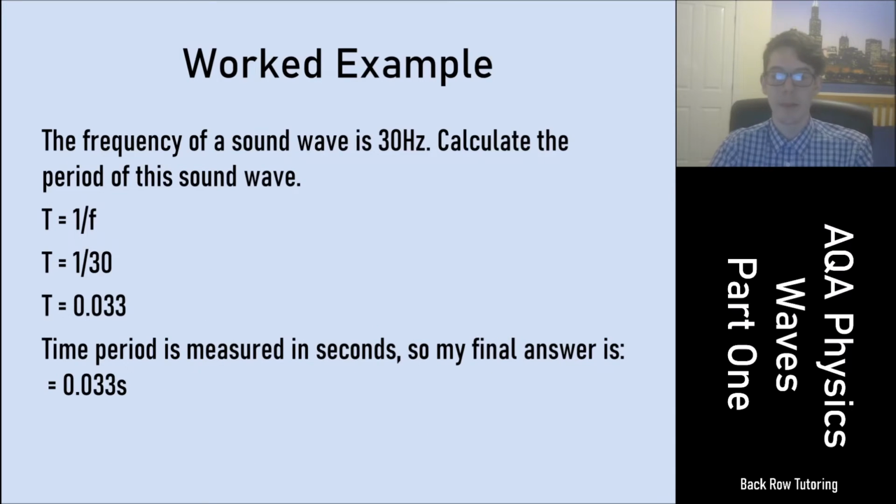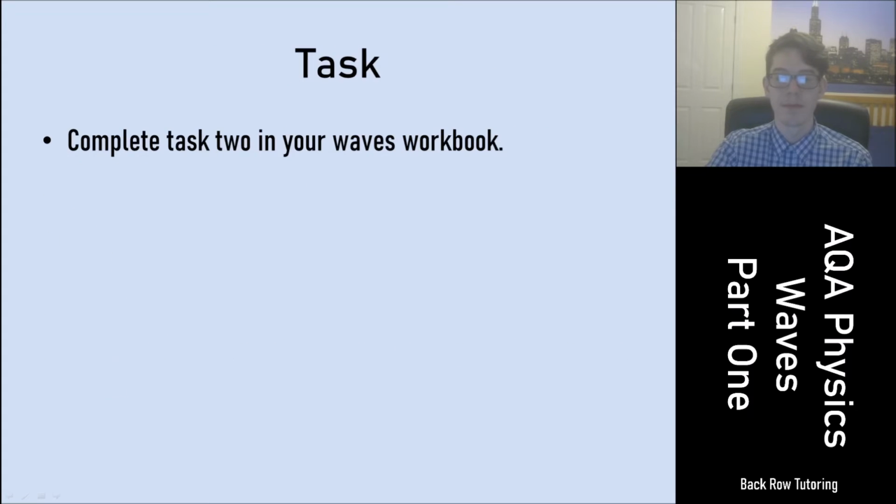So let's do a worked example. The frequency of a sound wave is 30 Hz. Calculate the period of the sound wave. Okay, well firstly let's write out our formula. Period is 1 over frequency. We know that the frequency of the wave is 30 Hz, so we can write that the time period is 1 over 30. Well, 1 over 30 is the same as 0.033. Since time period is measured in seconds, our final answer is 0.033 seconds.